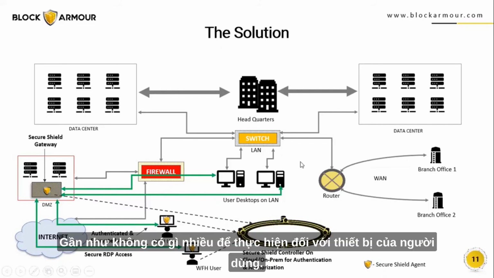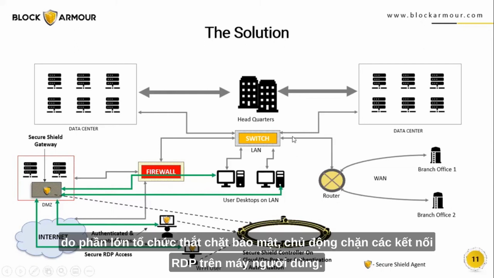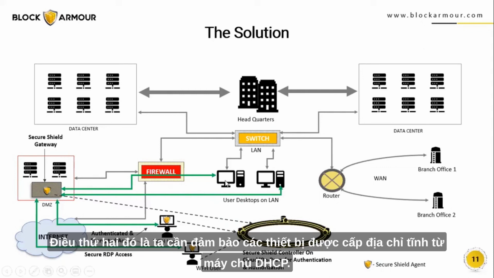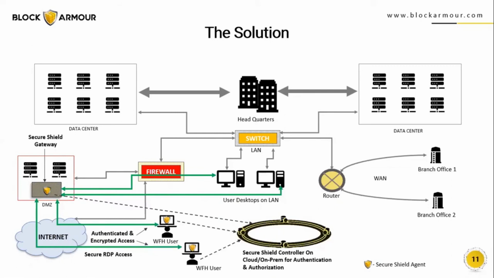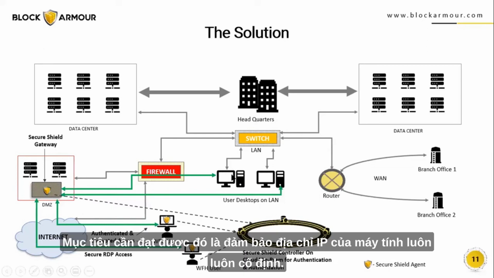Nothing needs to be done at an installation level on the desktops. All you have to do is change the Active Directory policy to make sure that RDP is enabled, because most organizations who are security savvy will not have RDP enabled on their desktops. Second, you have to make sure that the lease of these systems, if it is DHCP based, is increased or extended, so that this desktop IP does not change. The whole idea is the IP of this desktop should not change, right?